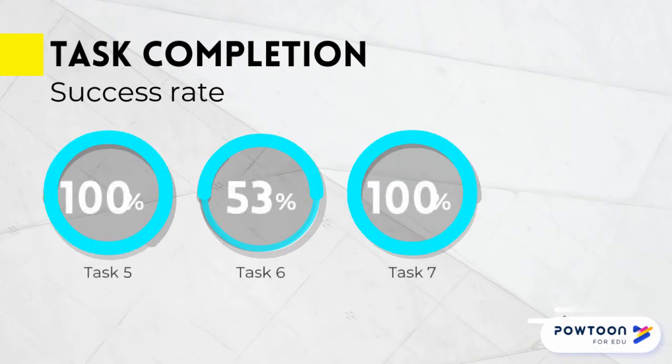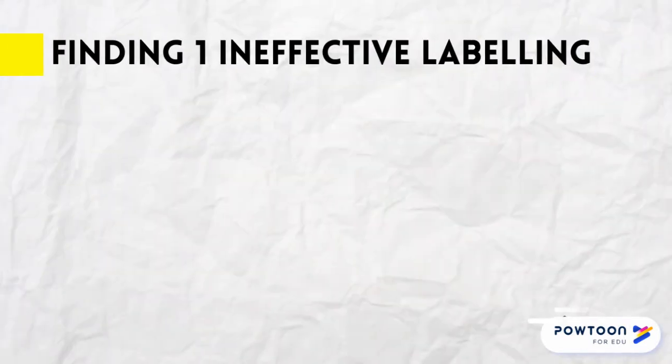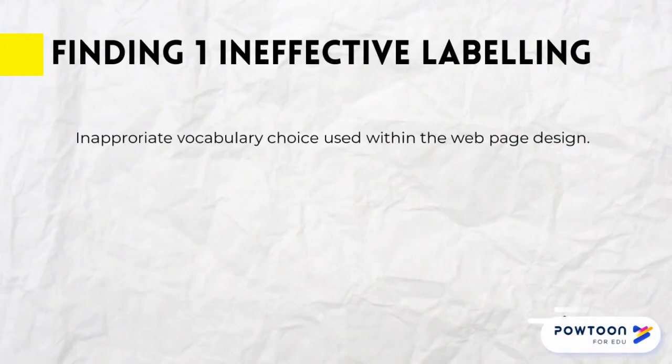Except for Task 6, we also noticed that sometimes users fulfill the tasks without using features related to that specific task, such as Task 3. The first finding is ineffective labeling.